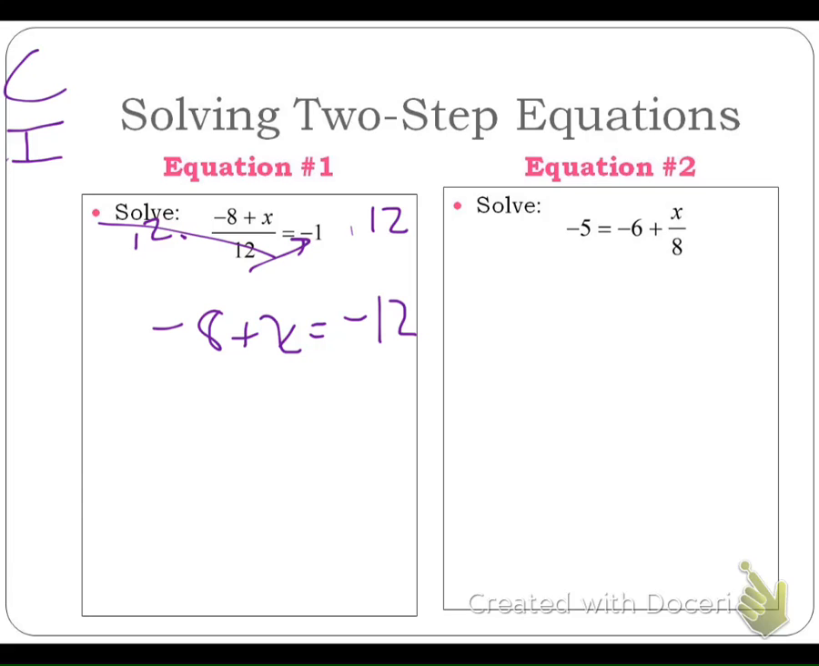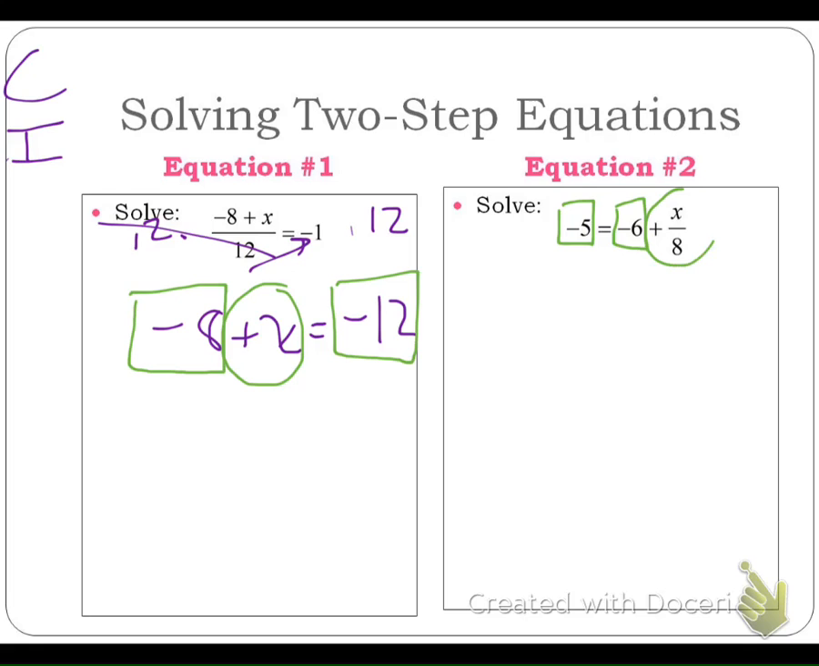So I need to identify my terms so that I know what to do next. Negative 8, is that a constant term or a variable term? It's a constant, so I'm going to put a square around it. Positive x is a variable. Negative 12 is a constant. Let's go and look at the other equation. Let's apply the same step to both equations. Negative 5 is a constant. Negative 6 is a constant. And positive x over 8 is a variable term. Alright, I've identified all my terms. Now I can decide what I need to do next.